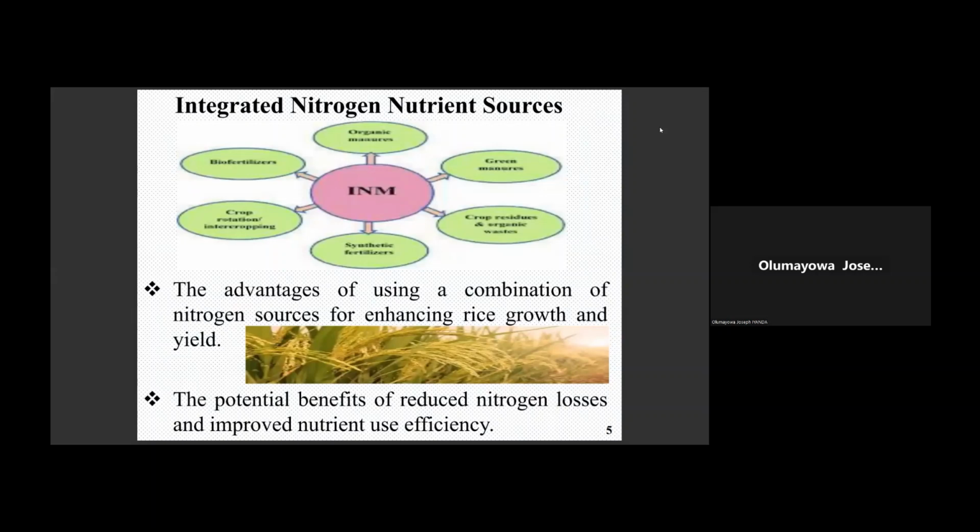Integrated nutrient sources involve the combination of nitrogen from organic manure and synthetic fertilizer. There are advantages that encompass the use of integrated nutrient management. One of the importance is that we are able to enhance effectiveness, enhance crop growth, the yield and environmental sustainability for more resilient, sustainable agriculture.